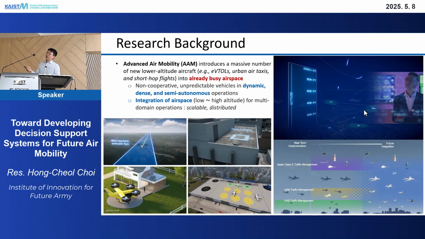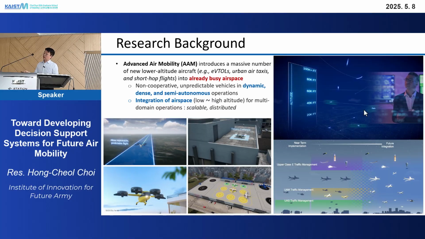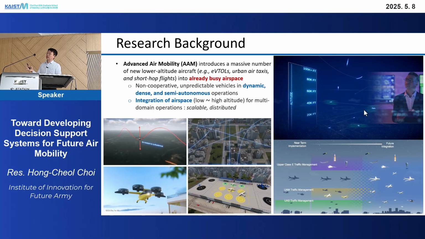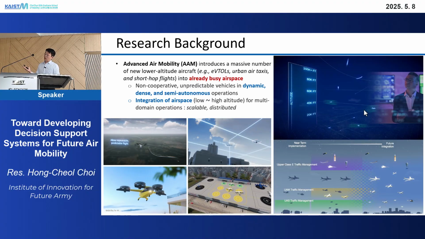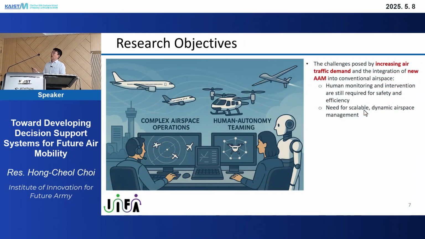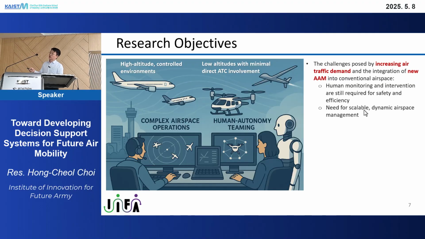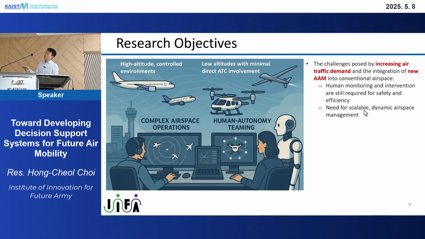because it can be more semi-autonomous, and the low altitude operation also requires distributed and scalable operations, because thousands of drones or UAVs can come into urban areas. So these challenges are posed by increasing air traffic demands and volumes, and by new concepts of operations entering the current conventional airspace. Then we consider both operations, as you can see here, the high altitude operations and the low altitude operations. But for that, we still require human monitoring and intervention, even when we consider some distributed operations, because it is a safety-critical problem. So we cannot exclude human decisions from our systems.